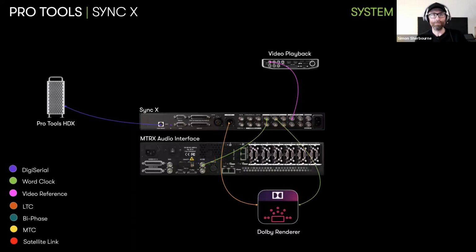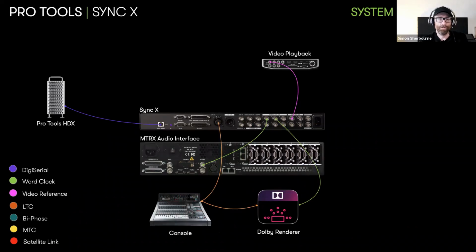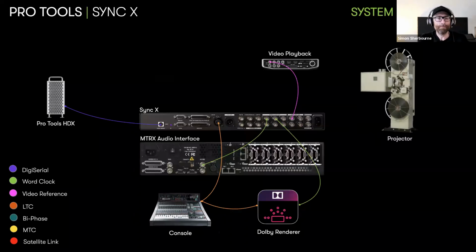Probably more common now would be a Dolby renderer being clocked from the system and sending timecode out from Pro Tools. If you've got a digital console, you'd probably replace that timecode from there, bring that in. I spotted last time I looked at this slide that I'm missing a word clock connection there, but if I was being really professional, I would have added that before we did this webinar, but there you go. There's no word clock, but there should be.